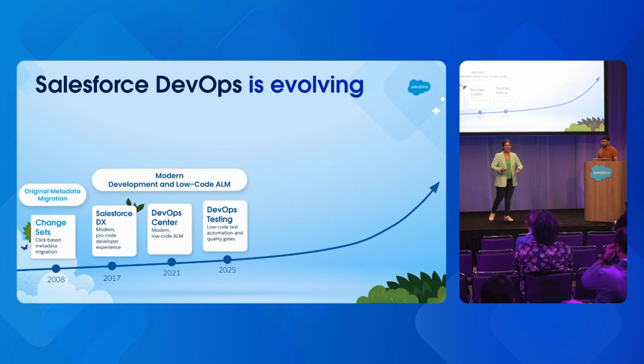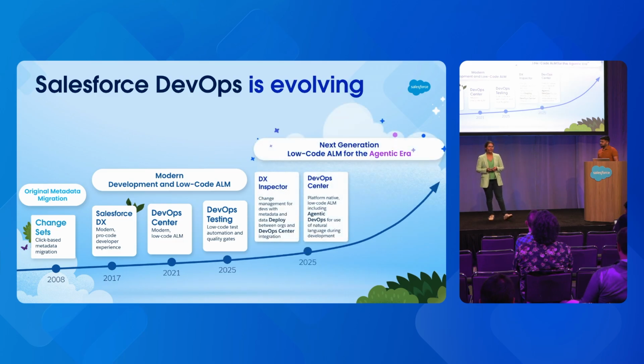However, last year has changed things a lot, right? We are in this agentic era where we don't need just functional tools anymore. We need intelligent tools that can understand natural language instructions and take actions based on that, that can handle metadata along with business configuration data. So this is the time that we think about agentifying our existing tools, which is why we are here to talk about an agentic DX Inspector and DevOps Center.